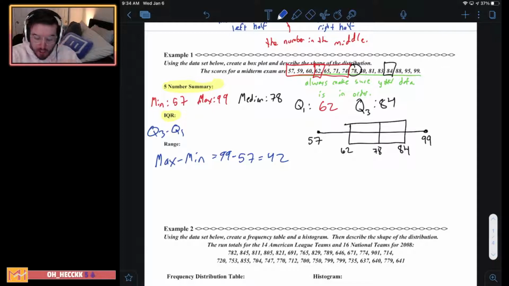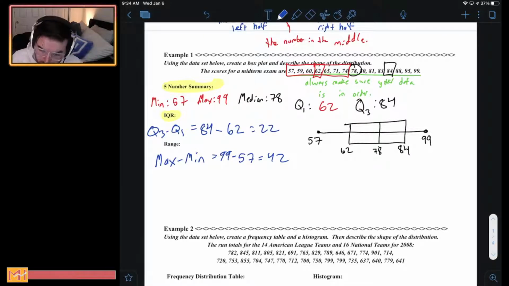So let's make this question number 2. How far apart are the quartiles? What are those 2 numbers? And do the math. Q3 is 84. Q1 is 62. 84 minus 62 is 22. So the interquartile range is 22.